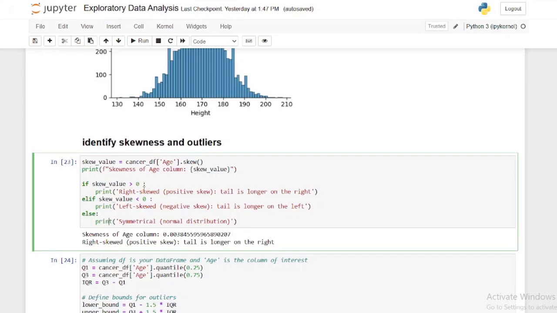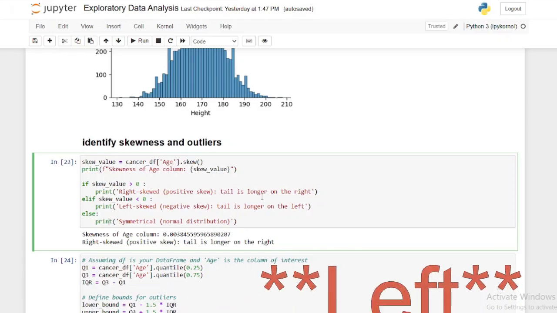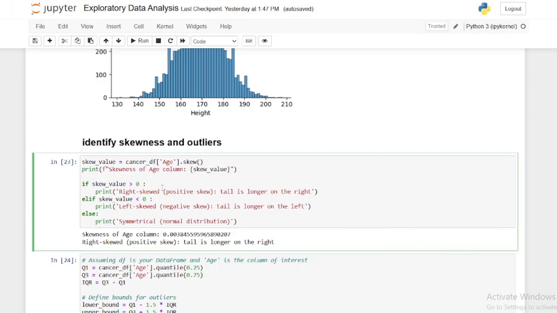If it's greater than 0, it's going to print it's right skewed or it's positively skewed, and the tail is longer on the right. While if the skew value is less than 0, it's going to say it is left skewed or negatively skewed, and the tail is longer on the left. Then if this value is equal to 0, meaning it is not greater than 0, it's not less than 0, it's going to return and tell me we have a normal distribution. So that's an easy way for you to get how skewed your data column is.